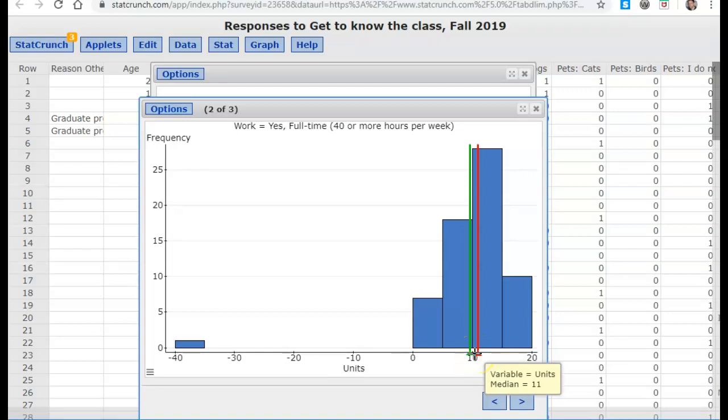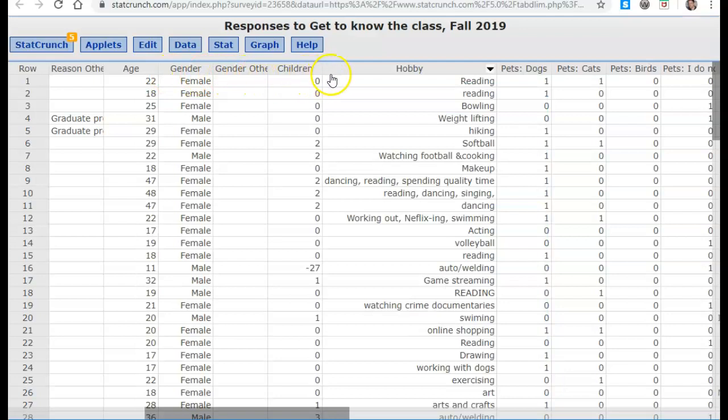The question, what is one of your hobbies, is a categorical variable because it asked for a single non-numerical response. Unfortunately, the fill-in-the-blank format allowed people to give more than one response. I don't know what to do with the responses from the individual who said, working out, Netflixing, swimming. Should we throw out the Netflixing and swimming responses?